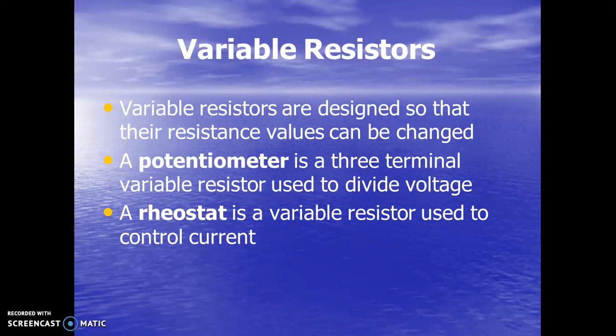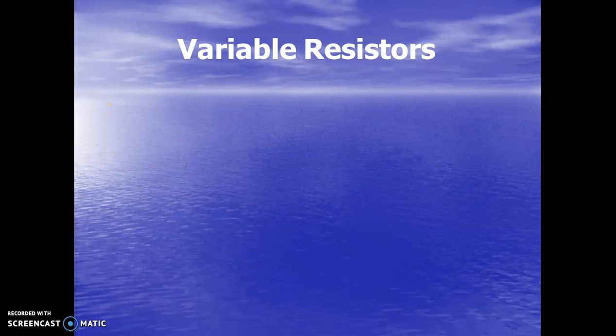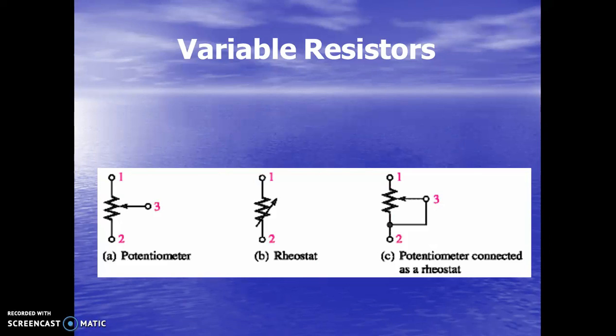On the other hand, a rheostat is one that's used to control current, and we typically don't play with those in TEJ. Okay, and here's the symbols for these in our circuit. Typically we'll use the potentiometer more than anything else.